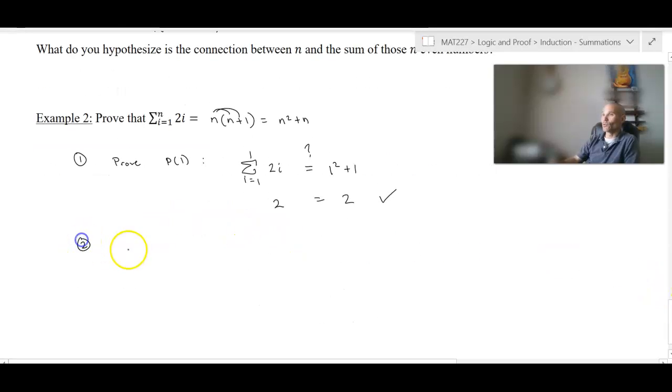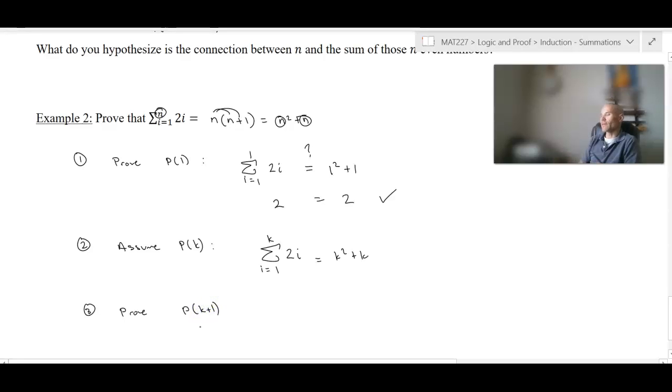Next, I'm going to assume P of k. In other words, that the sum from i equals 1 to k, the first k even integers, should be k squared plus k, right? Because whatever this is, that's the same number as this and the same number as this. So if we sum to k, we should just be able to replace our n's with k's. So assume that's true. That's all we need to do there. But we still have the burden of proof to establish for P of k plus 1.